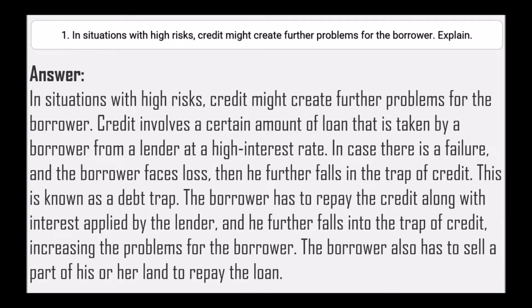Explain. In situations with high risk, credit might create further problems for the borrower. Credit involves a certain amount of loan that is taken by a borrower from a lender at a high interest rate. In case there is a failure and the borrower faces loss, then he further falls in the trap of credit. This is known as debt trap. The borrower has to repay the credit along with interest applied by the lender, and he further falls into the trap of credit, increasing the problems for the borrower. The borrower also has to sell a part of his or her land to repay the loan.